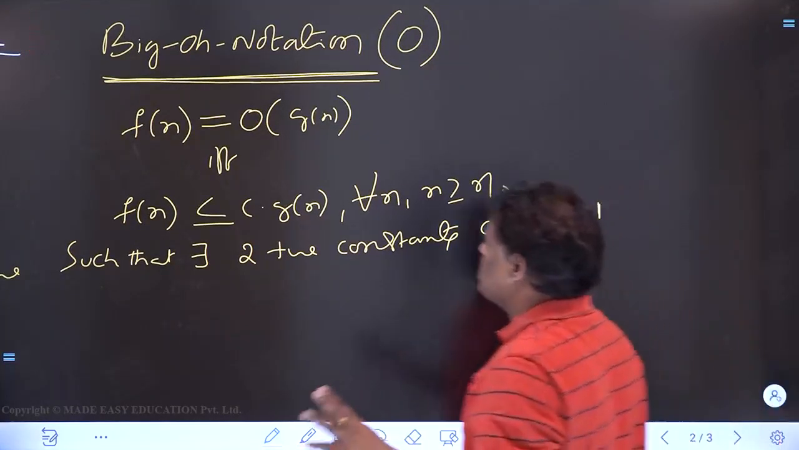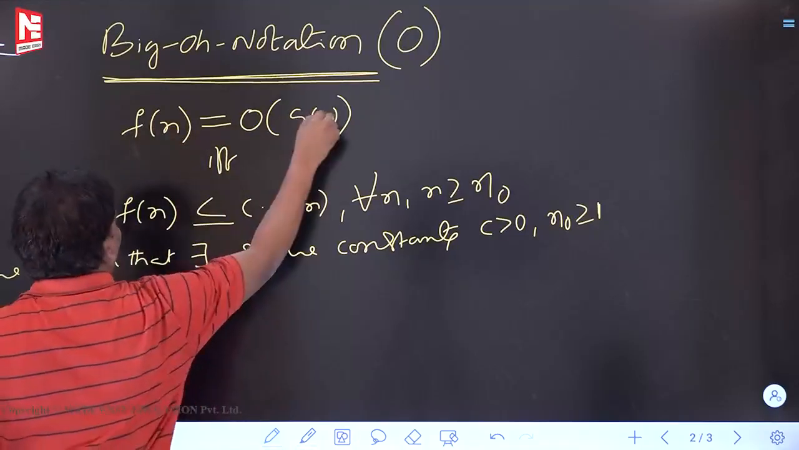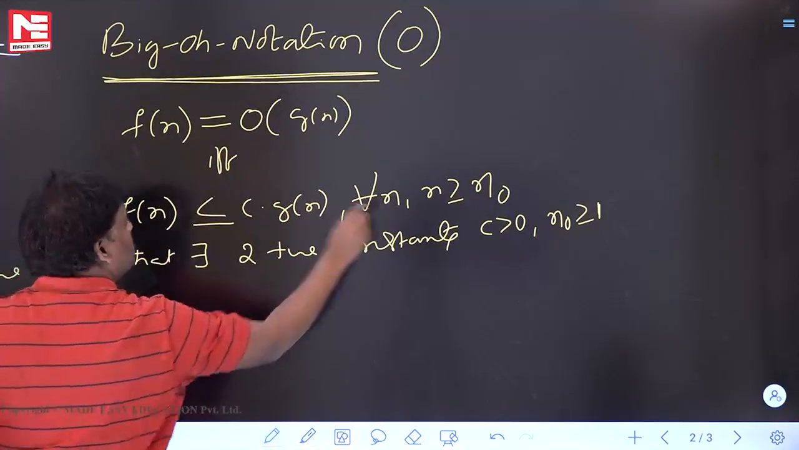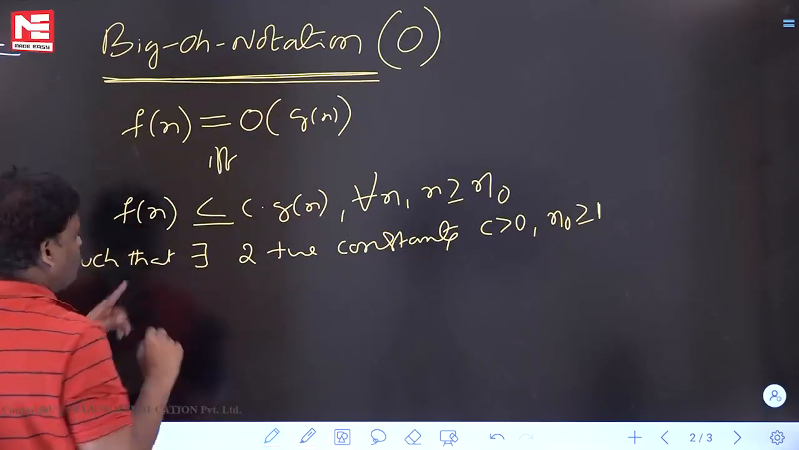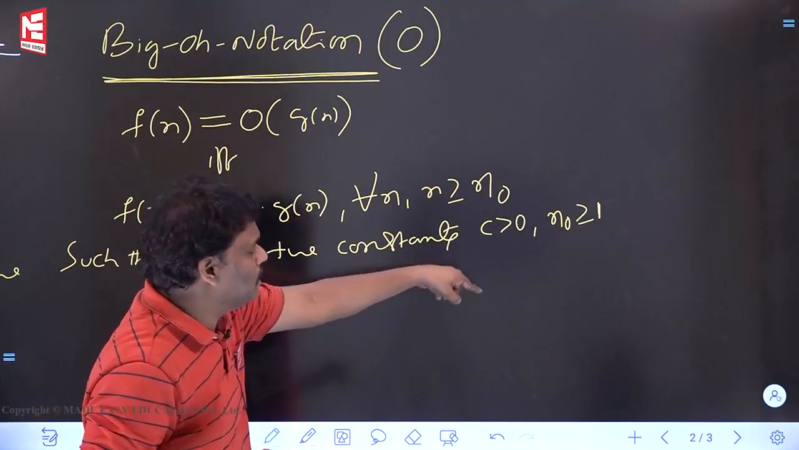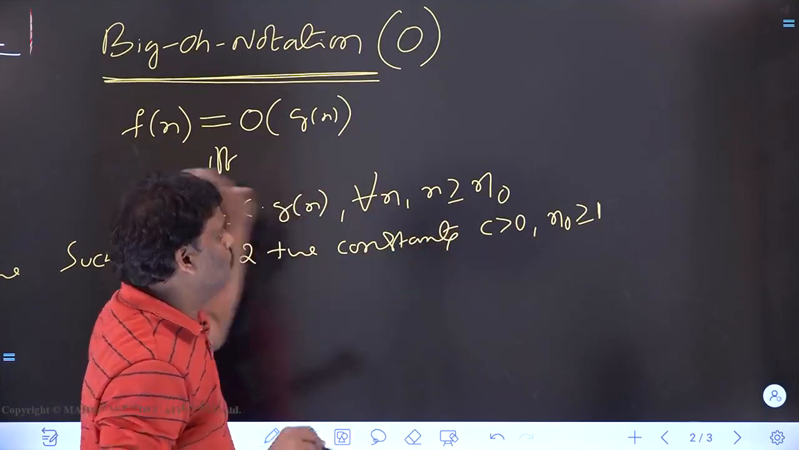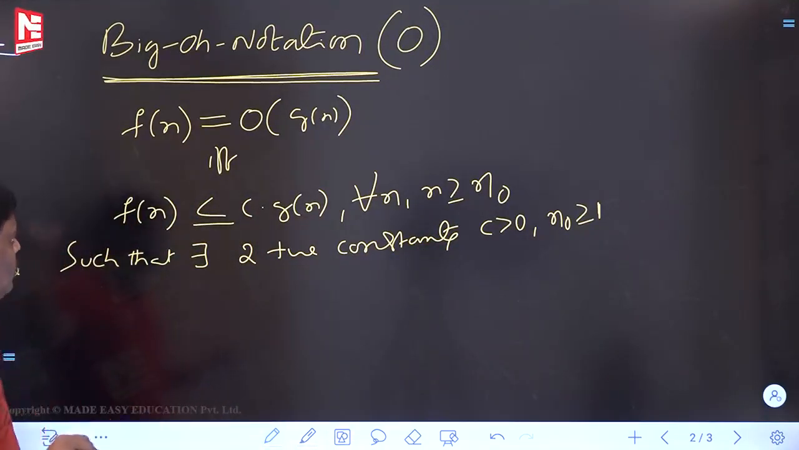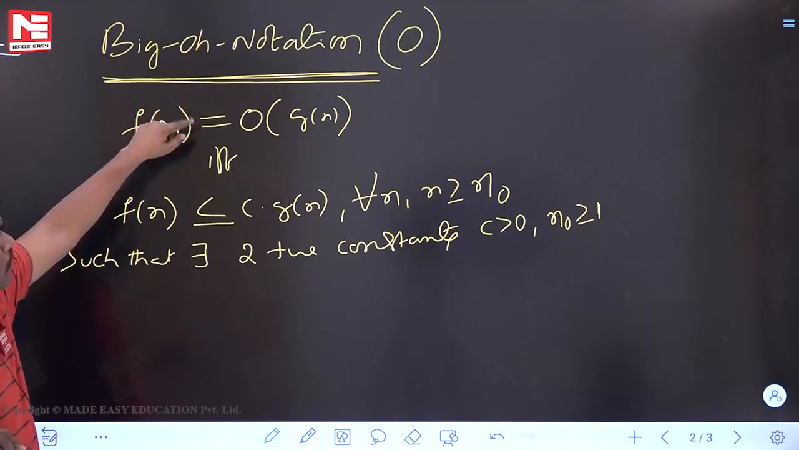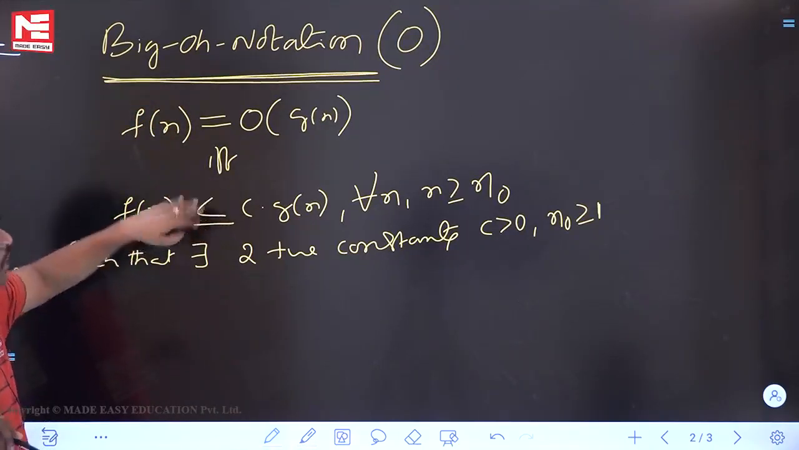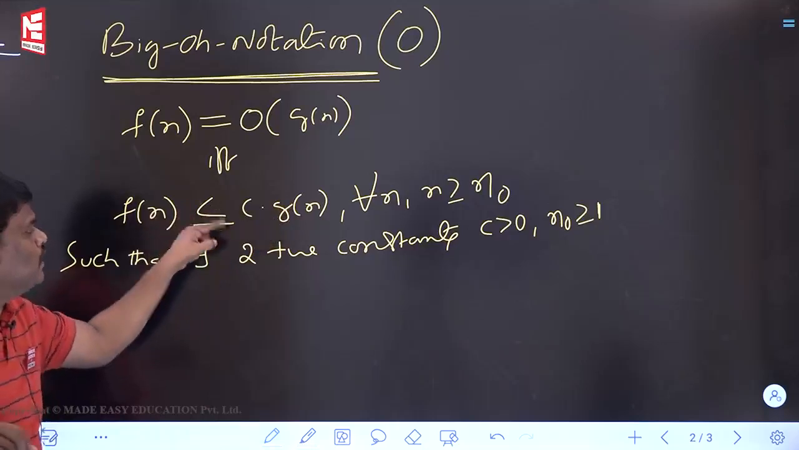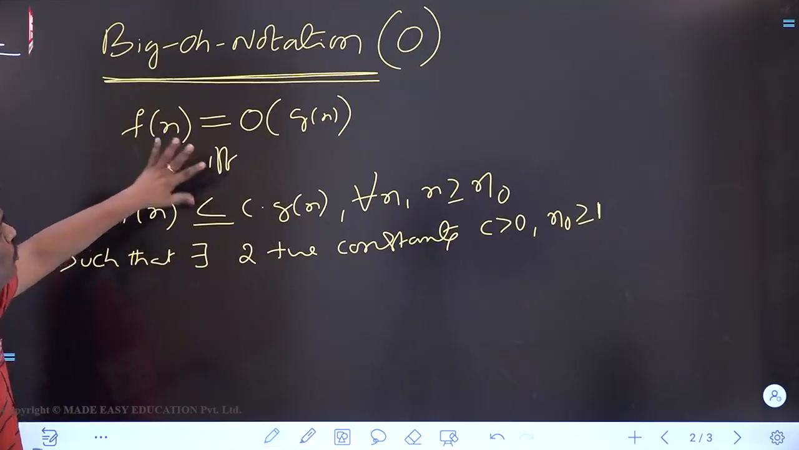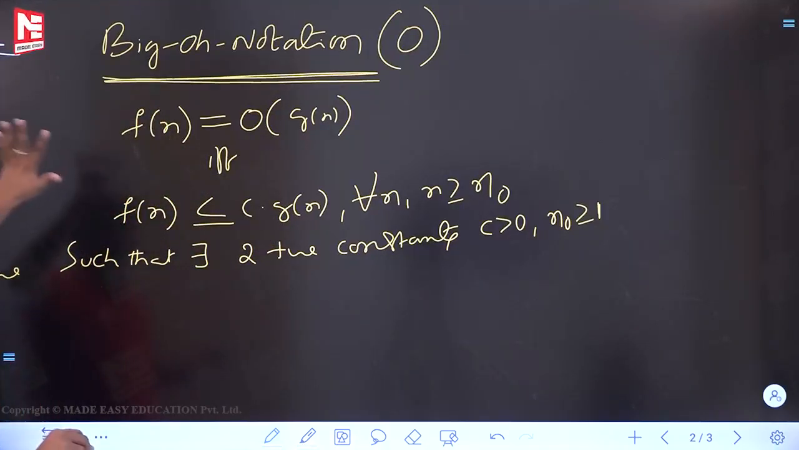I am repeating once again. Between these two functions, if I want to say this, then this condition should be satisfied: there exist two positive constants, c greater than 0, n0 greater than or equal to 1. And if this condition is satisfied, you can say it if and only if, in both directions. This is the big O notation.